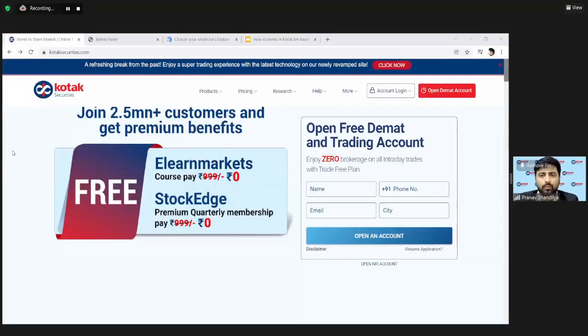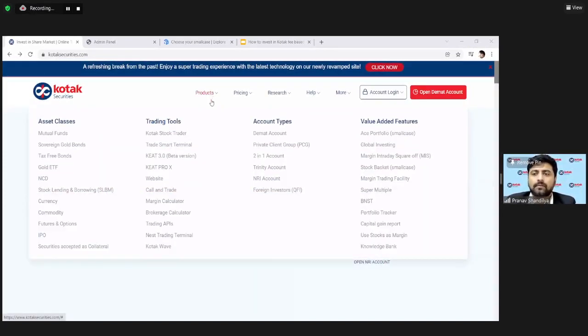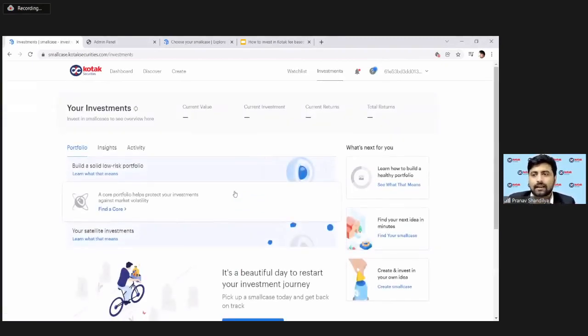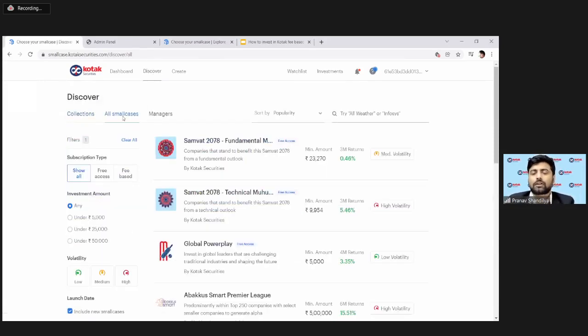So what we will be doing right now is I will be taking you to the Kotak Securities homepage. So right now we have landed on kotaksecurities.com. And on this homepage, if you scroll down to products and head over to stock baskets, you will be able to take a look at all the Kotak baskets that are available on this platform. To do so, you have to click on Discover and click on All Small Cases. So over here, you find a list of all the baskets that you can participate in via your Kotak Securities account.